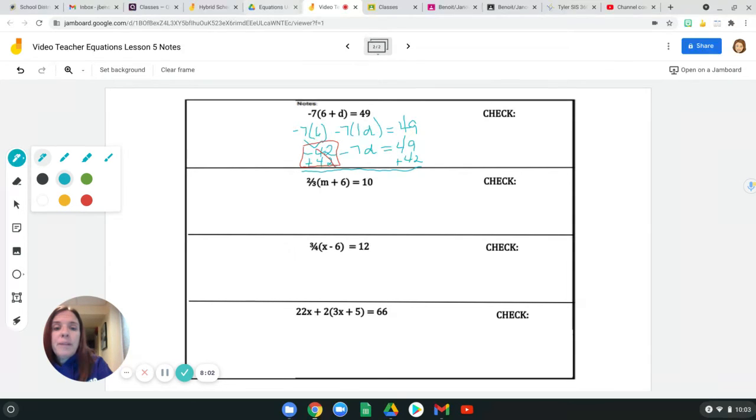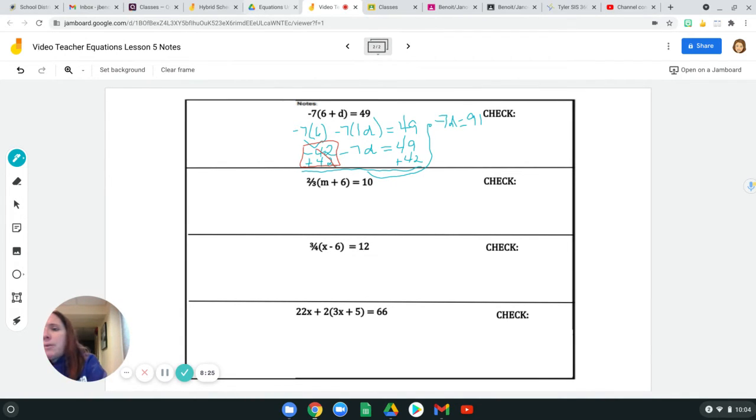So we have negative 7d. I'm going to bring it over here. Negative 7d equals 49 plus 42. That's going to be 91. 9 plus 2 is 11. Carry the 1. 4 plus 4 is 8 plus 1 is 9.